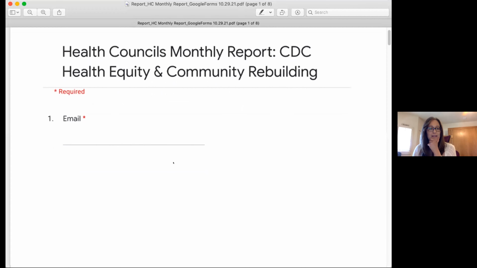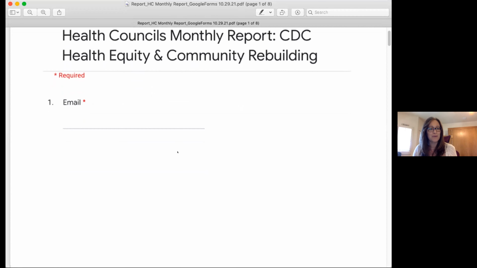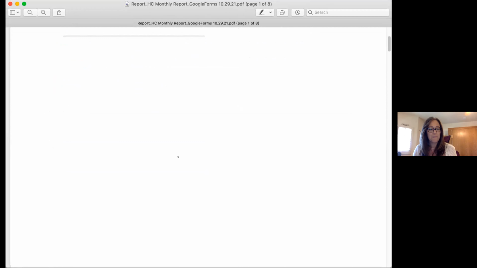So this item here is required. You will put in your email. If you put in the wrong email or the wrong format, it will stop you. So make sure that you put the correct format there.